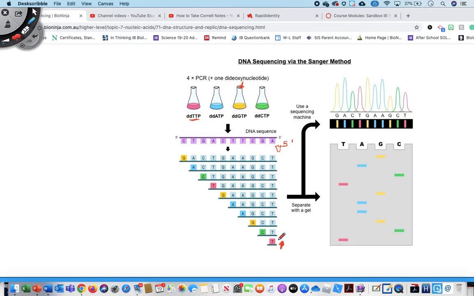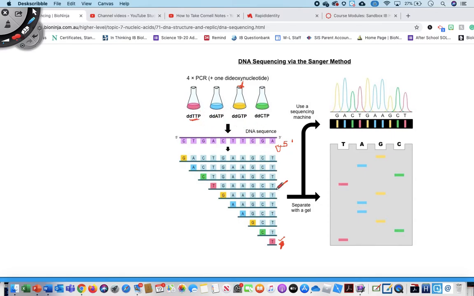So this is going to be my first fragment right here. It's going to be very short, okay? And then if I continue with the ddTTP mix, this is going to be my second fragment right here. It's going to be longer, and I'm only going to get 2 fragments for ddTTP.